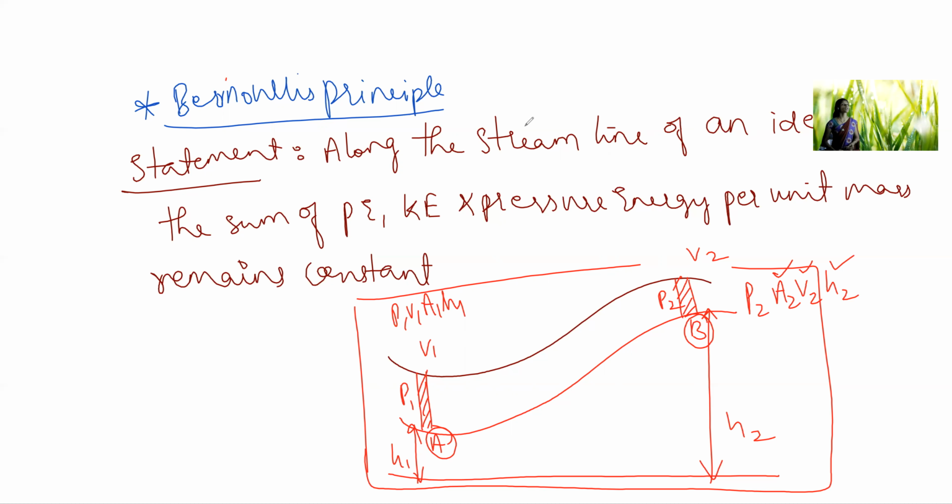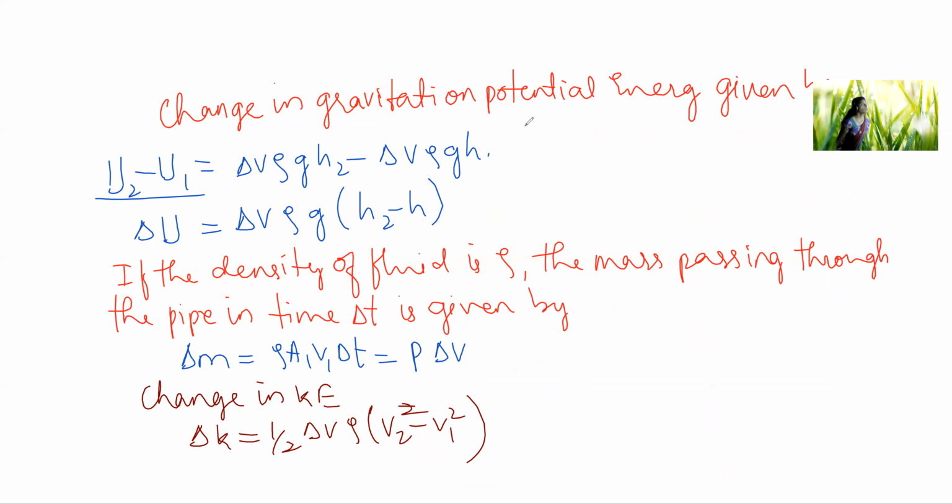And here is the diagram used to explain Bernoulli's principle. We have two points. In that pipe, the change in gravitational potential energy is given by U2 minus U1 is equal to delta V rho g h2 minus delta V rho g h1. Taking the difference of the two points, delta U is equal to delta V rho g, where g is a common term, times the difference h2 minus h1.